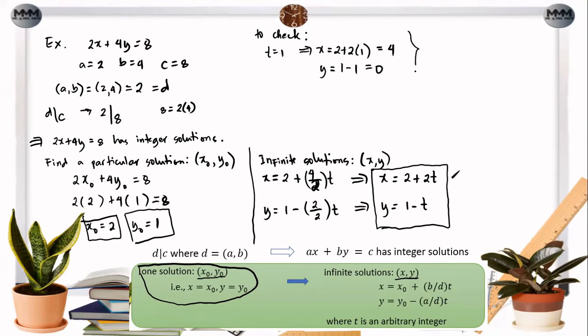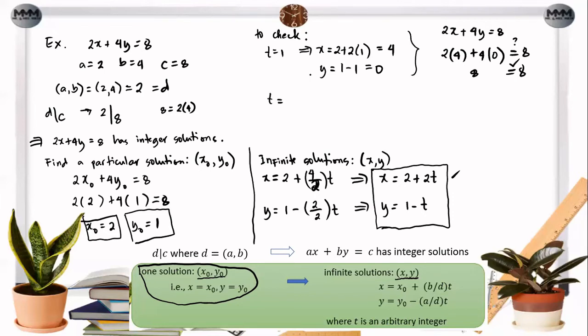Now, using this solution, let's check if the values will satisfy our linear Diophantine equation, which is 2x plus 4y equals 8. So we have 2 times our x, which is 4, plus 4 times our y, which is 0. Is this equal to 8? So this is 8 plus 0, which is equal to 8.